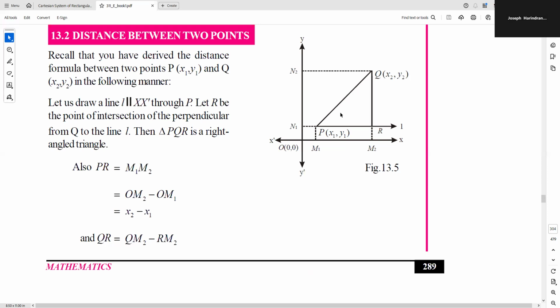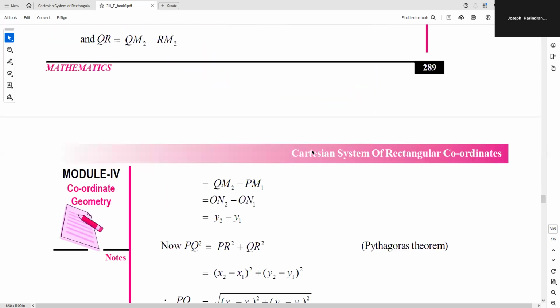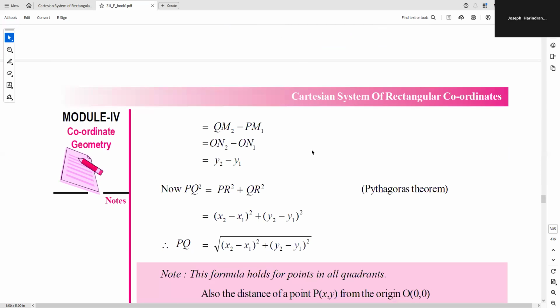Then the distance between the 2 points, that is PQ, is merely a distance, and therefore it is written as, it has a formula here: PQ is equal to the square root of (x2 minus x1) the whole squared plus (y2 minus y1) the whole squared.